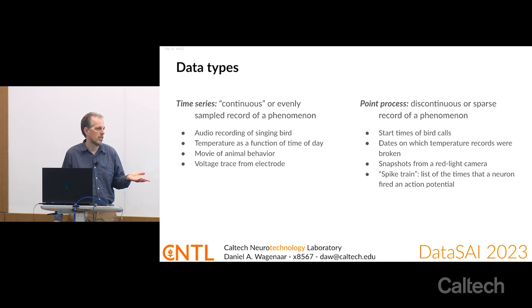So there are infinitely many examples of this that you can come up with as well, like the dates on which temperature records were broken. I think we have a pretty continuous series of that right now. Or snapshots from a red light camera. Or, very relevant today, a spike train, that is, a list of all the times that one particular neuron fired action potentials.